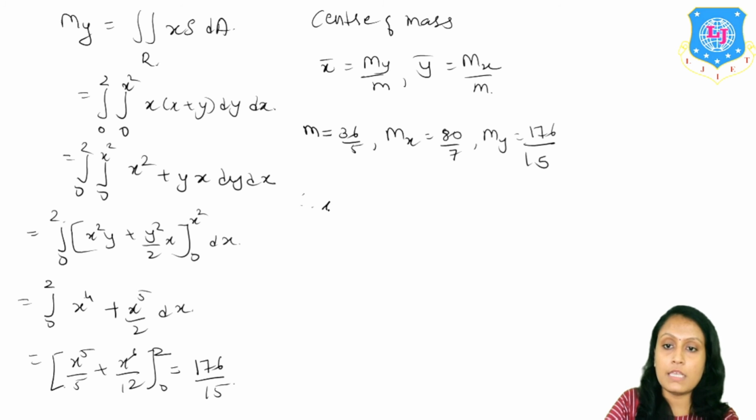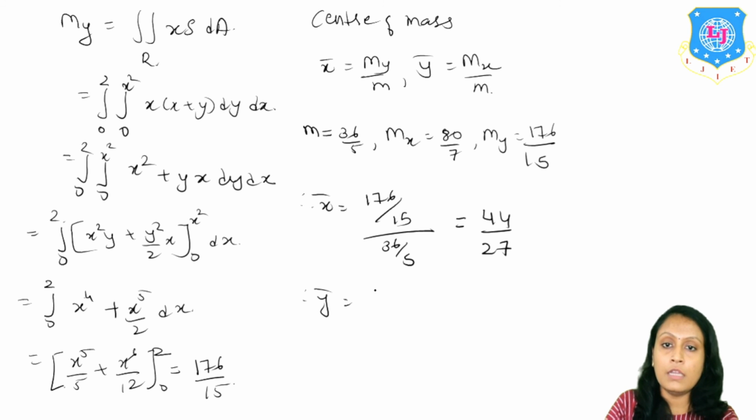So from this x bar is equal to 176 upon 15 divided by m, which is 36 upon 5. So you will get the answer of x bar as 44 upon 27, and y bar is Mx, that is 80 upon 7 divided by 36 upon 5. So you will get 100 upon 63. Okay, so these are the answers.